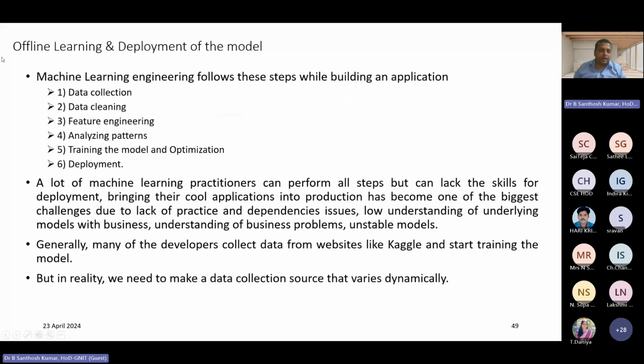Then the offline deployment model consists of 6 stages: data collection, data cleaning, feature engineering, analysis of patterns, training the model, and optimization and deployment. Suppose we make some mistakes in the data collection, that will also affect the project, or in the data cleaning. If you give wrong input at that time, that will spoil your outcome.